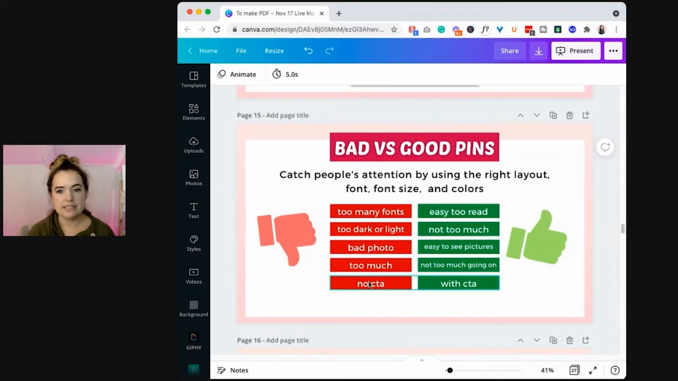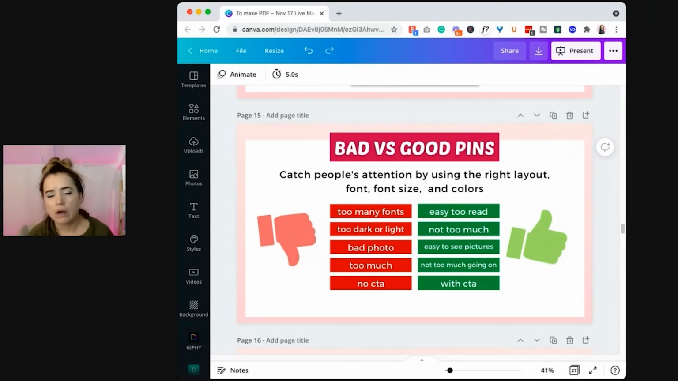A lot of the pins that I see that are struggling do not have some kind of a call to action. It will just say, grow your email list. How? Are you going to help me in some way? Or is this an ad? So that's kind of the problem with the call to action. So that's what a CTA is.